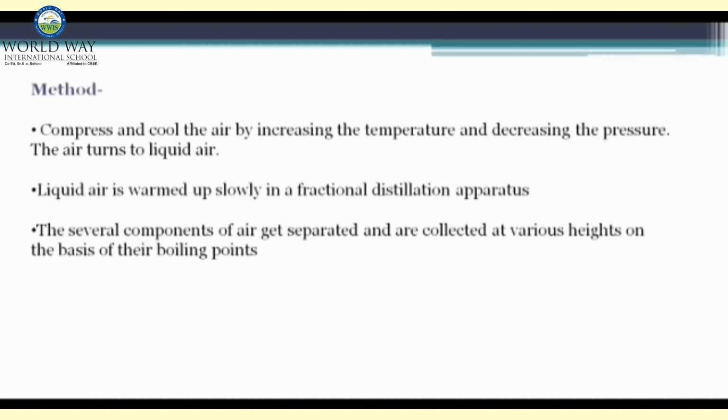The method of fractional distillation is as follows. First, we need to compress and cool the air by increasing pressure and decreasing temperature. So finally, air gets converted into liquid air form. Now this liquid air is again heated up slowly in the apparatus of fractional distillation.